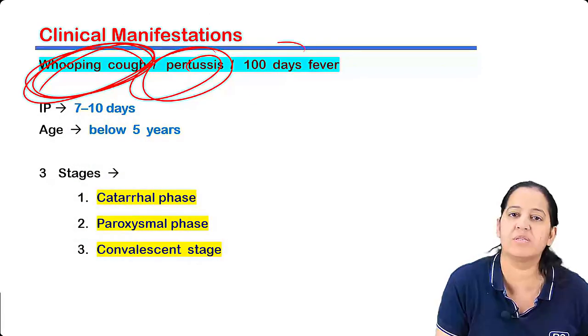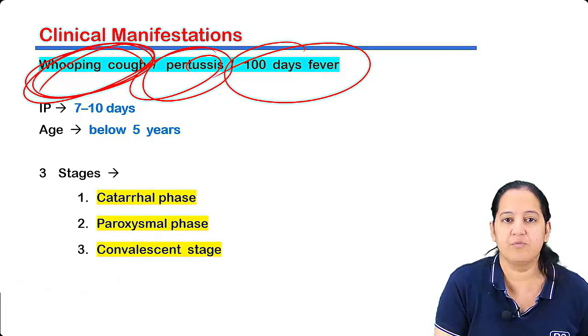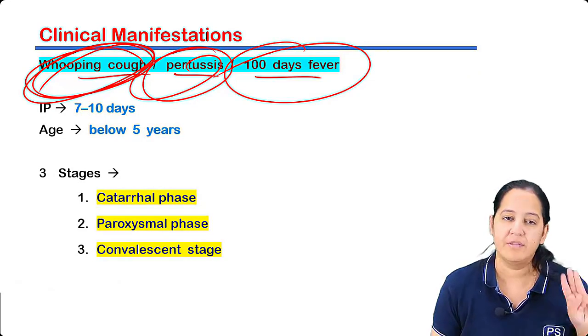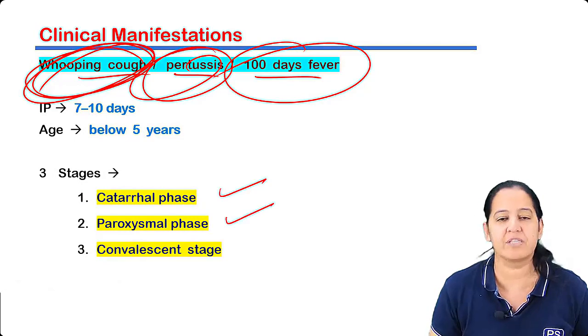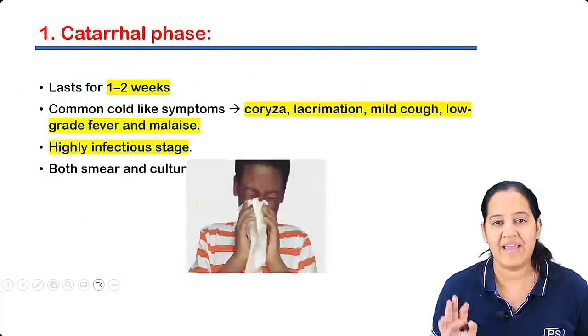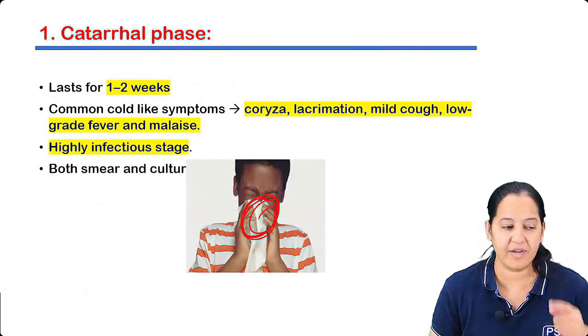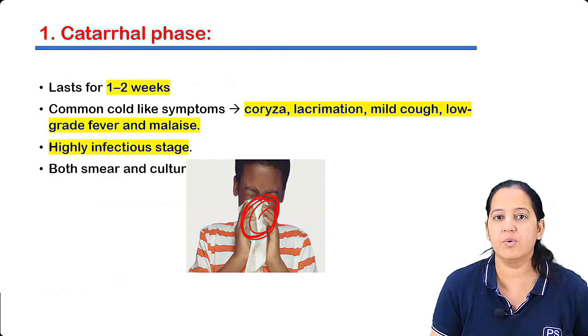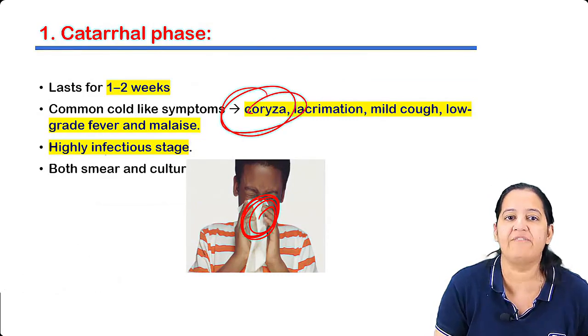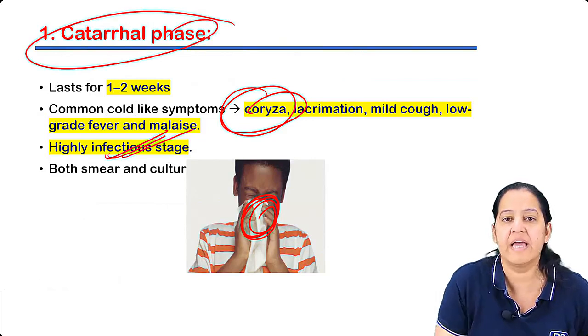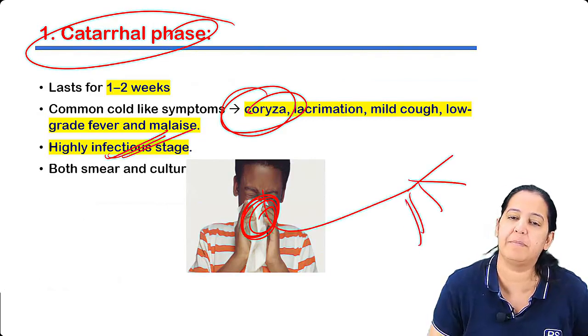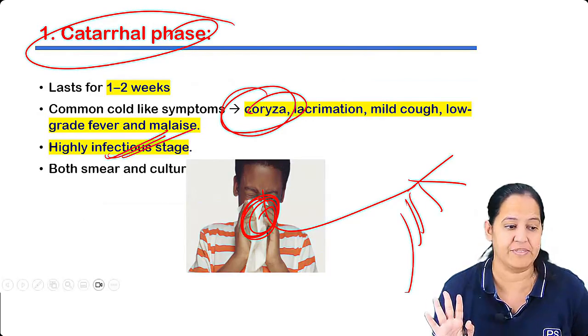Whooping cough, pertussis or 100-day cough. There are 3 phases: catarrhal phase, paroxysmal phase, convulsant phase. In the catarrhal phase there is a running nose all the time, known as coryza. It is highly infective, transmitting the infection to multiple people at a time. Highly infective stage.